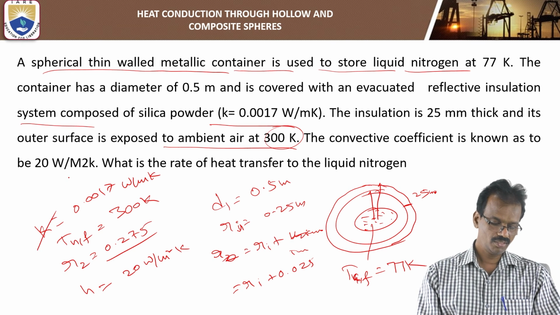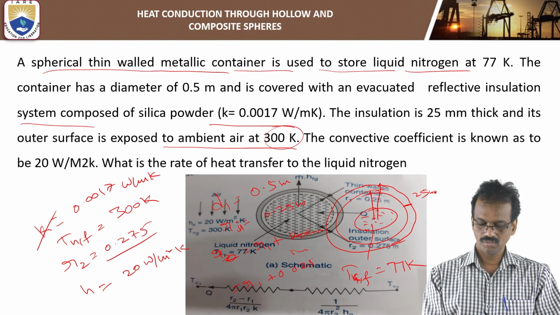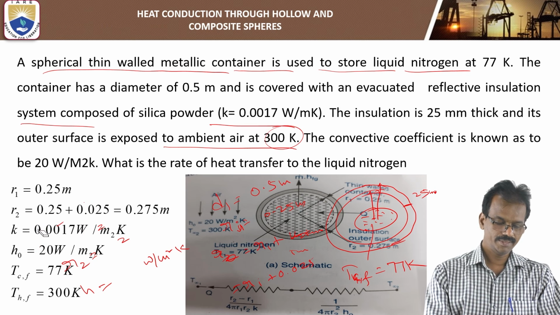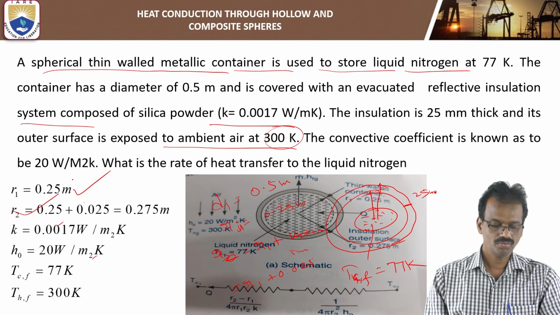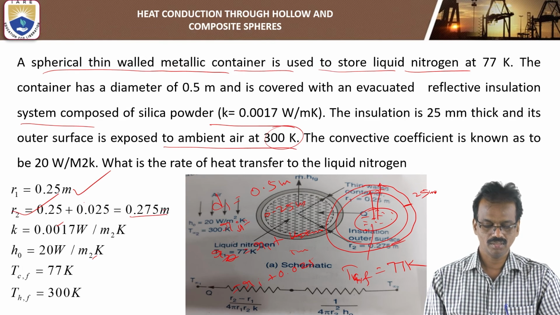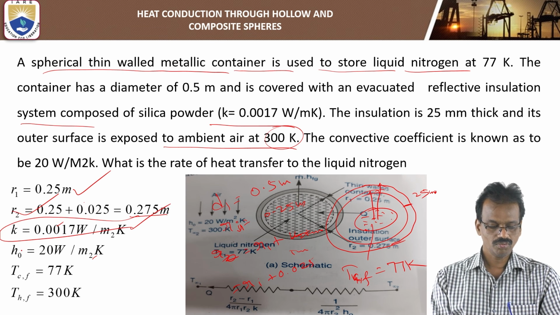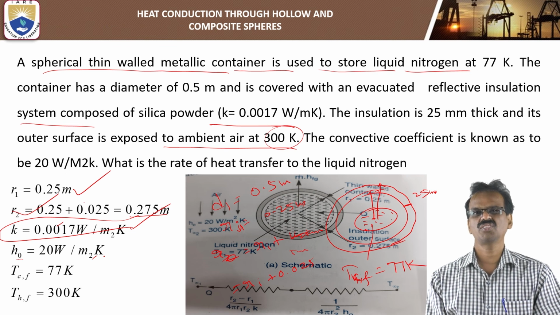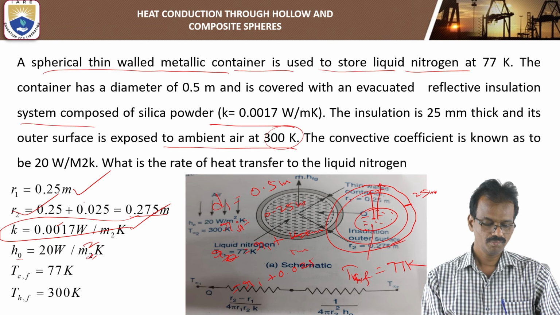So all the parameters, K, H, R1, R2, are given. Then substitute the values. Once again, I am repeating the given data. The diameter is given, so we can find the radius. Next, R2 is equal to R1 plus the thickness of the insulating material, that is 0.275. The thermal conductivity of the insulation is also given. Next, the convective heat transfer coefficient of the ambient air, H naught, is 20 watts per meter square Kelvin.